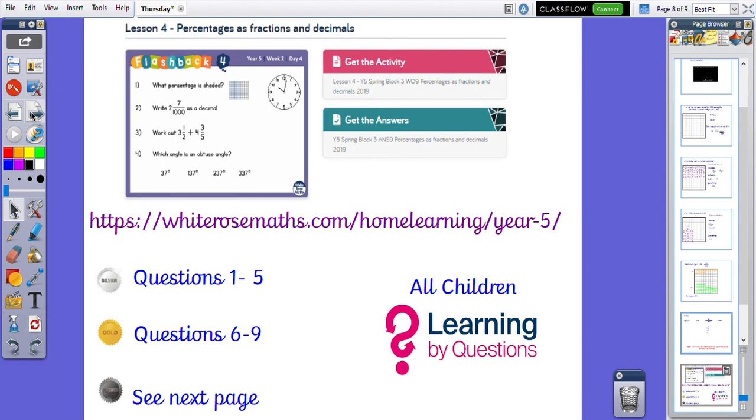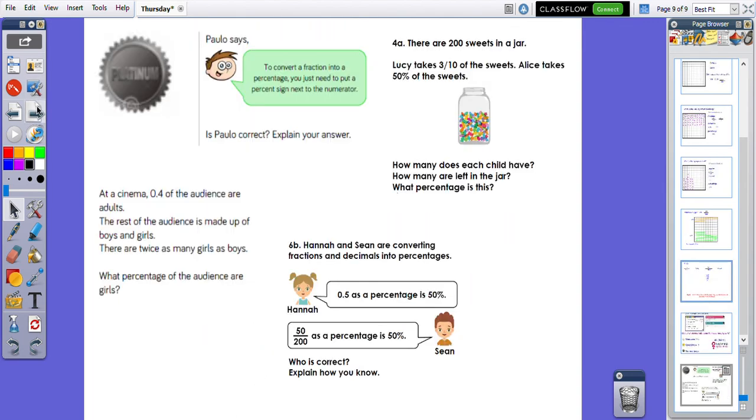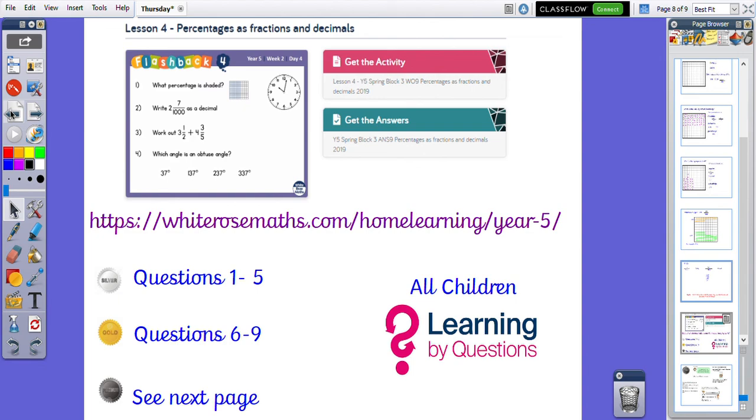Okay, so today you are doing week 2, lesson 4. It looks like this. Silver is question 1 to 5, gold is question 6 to 9, and platinum is on the next page for you. Okay, so where it normally is. If you need any help with anything, please let Mrs. Willis and I know. There is a learning by questions for you all to do today, and we look forward to seeing how well you get on with that as well.